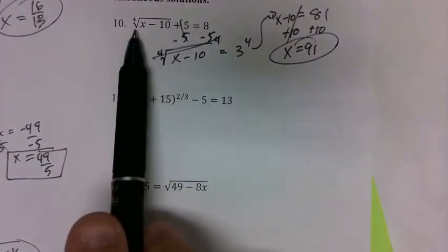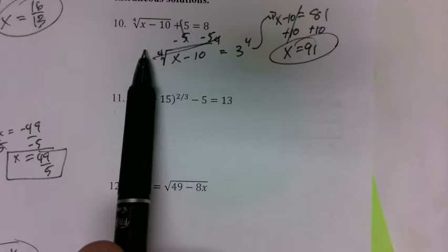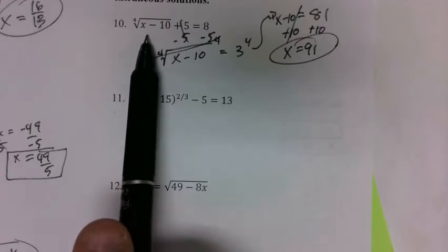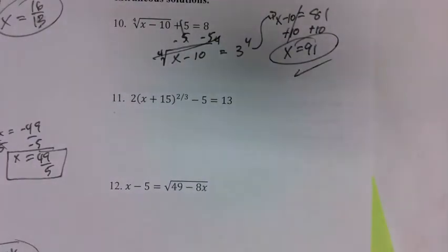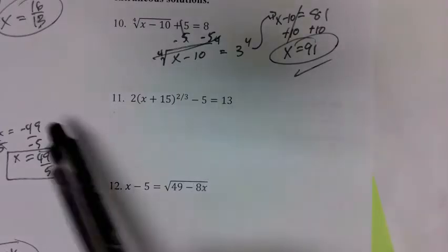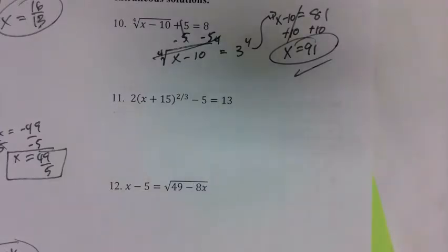And if I put that back in here, 91 minus 10 is 81. The 4th root of 81 is 3. 3 plus 5 is 8. Check, that works. Okay. You don't have to actually write out how you check the answer. You can just plug it in, work it through your head. That's just fine. Okay.